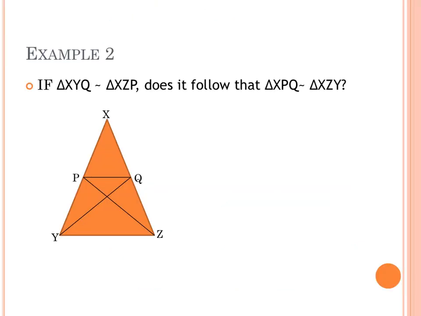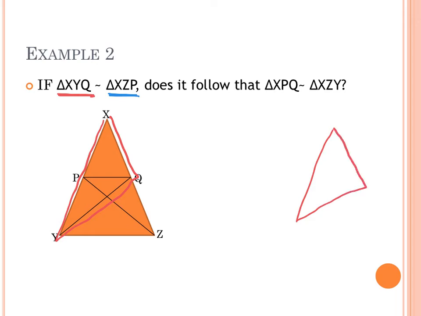All right, so for example 2, they are giving us that triangle XYQ is similar to triangle XZP. So let me trace over XYQ. XYQ is this triangle right here. I'm going to pull it out and write it over here to the side. And then I'm going to do the XZP in blue. XZP is this one right here.